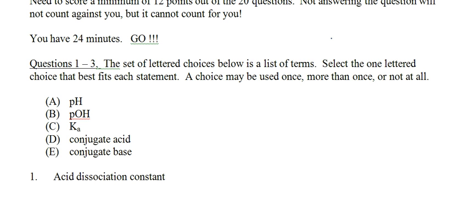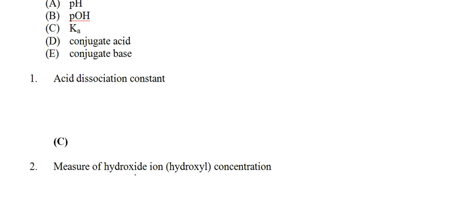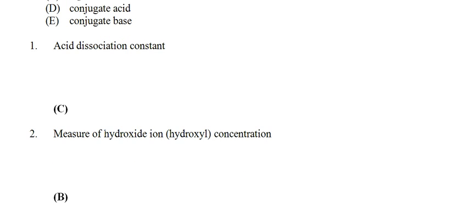Number 1, the acid dissociation constant. Hopefully you know what this is after we've talked about acids and bases. So looks like it's going to be C. All right, number 2, measure of the hydroxide or hydroxyl concentration. Since we're looking for hydroxide ions, we can take the negative log of the concentration, and get our pOH. So number 2 should be B.